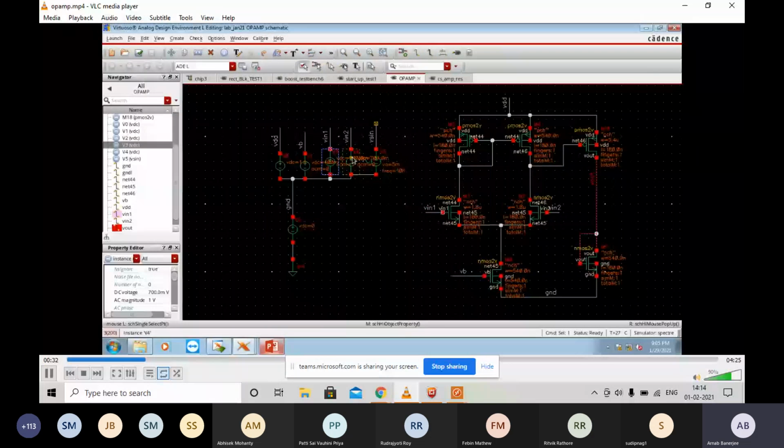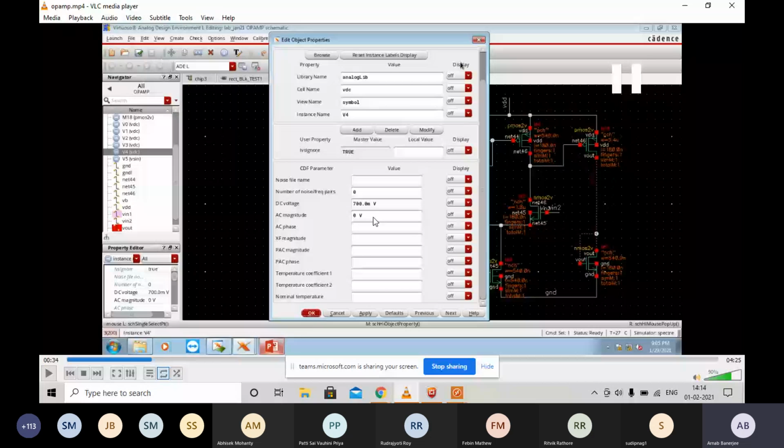And Vin2, I'm keeping the DC same and the AC amplitude 0. I want to see the gain. So if I keep 1 volt here, because it's a differential amplifier, the overall gain will be 0. So just in order to see the gain, I'm keeping it 0. You can keep the AC amplitude in either Vin1 or Vin2. Since this is open loop, you have to give both Vin1 and Vin2.